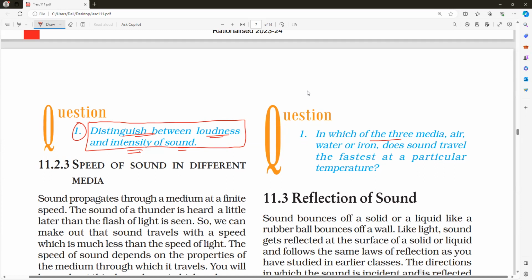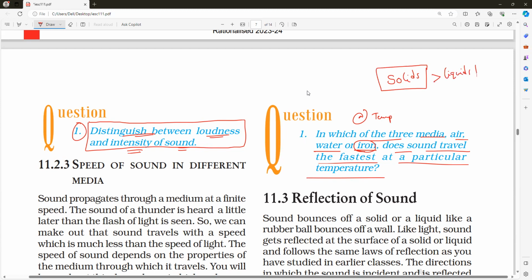Next. In which of the three media, air, water, and iron, does sound travel the fastest at a particular temperature? In which medium does sound travel faster, everybody, at the same temperature? Iron. We all know that. In solids sound travels faster. Compared to solids, liquids are less, and then the least is gases.